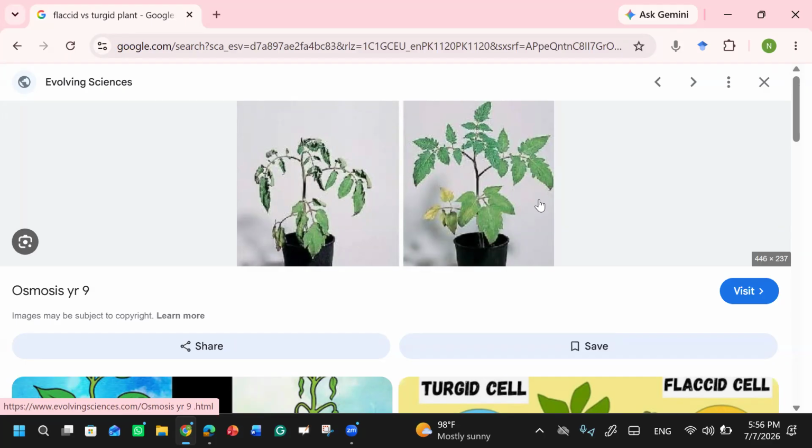Now, can you tell me which one is the flaccid and which one is the turgid? Which one is turgid? The right one? Yeah, the right side is turgid. The right side plant is the turgid plant. Its leaves are turgid. What about the left picture?